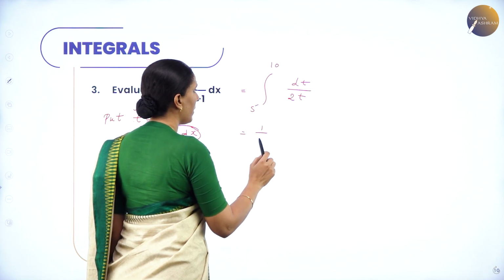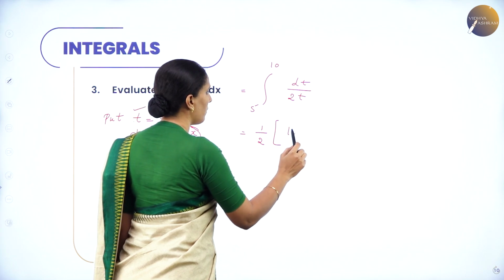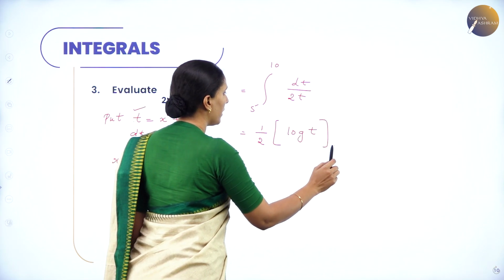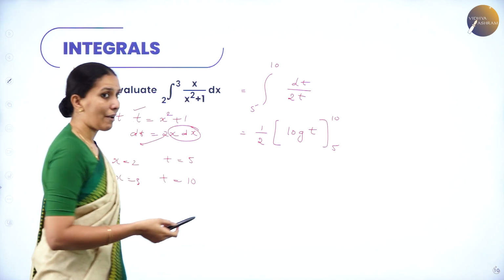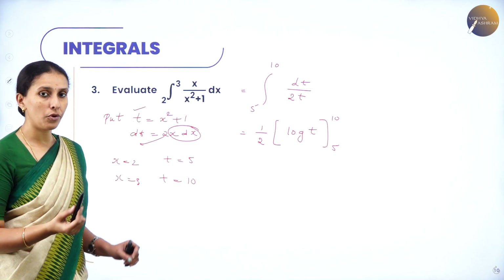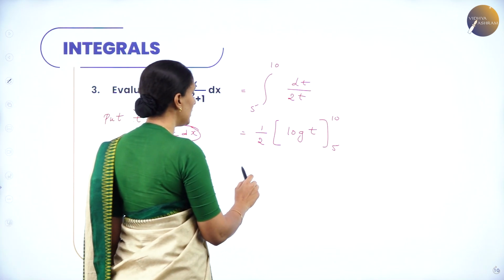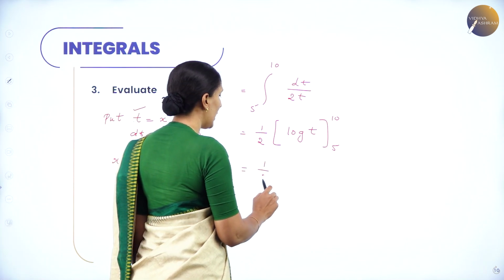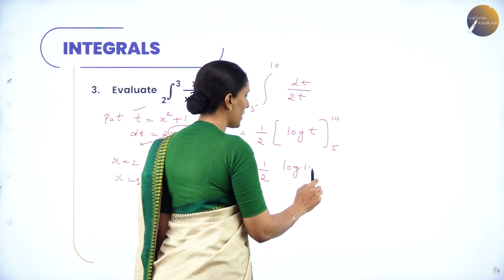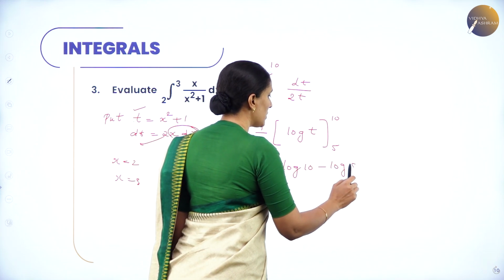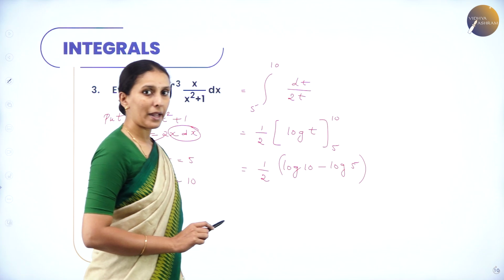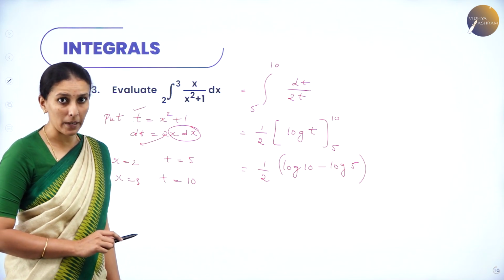And if I take 1 by 2 as a constant, we will get here log t from 5 to 10. Since we have changed the limit of the function also, no need to put back the value of t again. Just directly apply the upper and lower limit. So we'll get half of log 10 minus log 5. And using the property of log m minus log n can be written as log m by n.